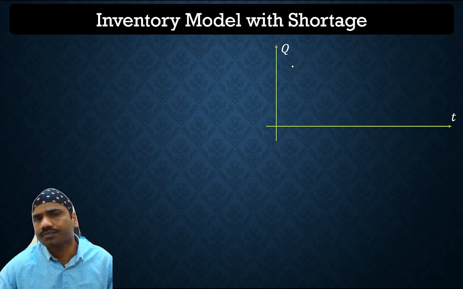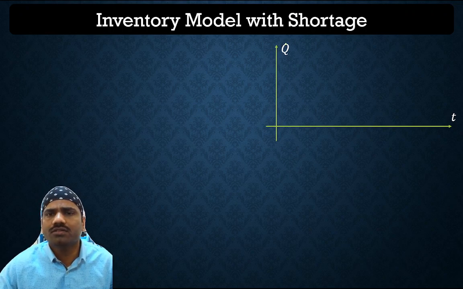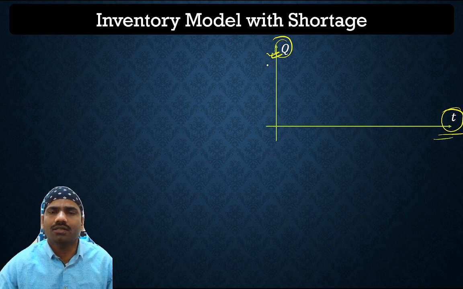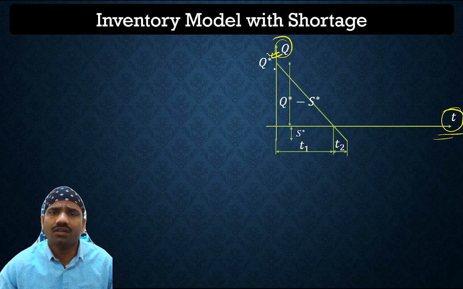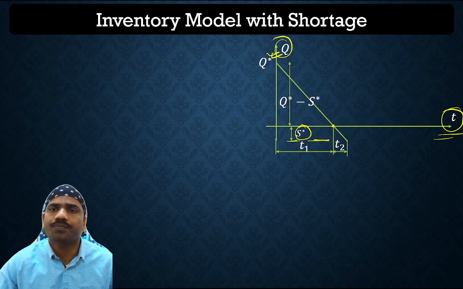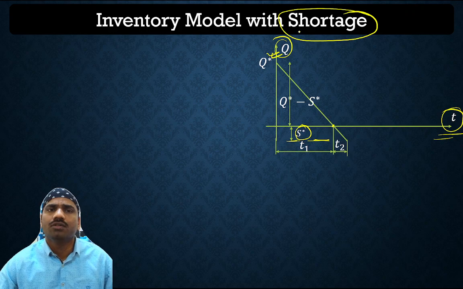So we have a simple plot, and that plot is quantity with time. Initially we have some quantity and we are consuming this quantity. So this quantity will become 0, and at this point there is a demand, a quantity S star, but we don't have any supply. So because we don't have any supply, we have a shortage of quantity.